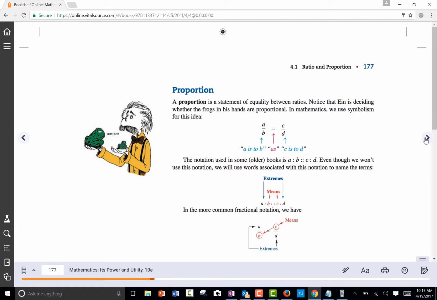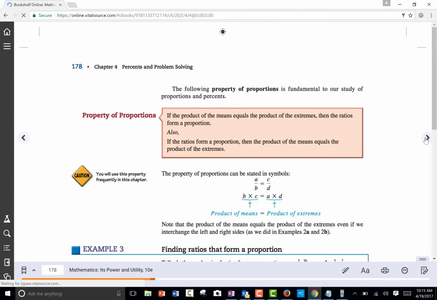going to have two ratios and they need to be equal to each other. So if I look at a proportion and I want to make sure that they're equal to each other, I can use the property of proportions, which is on page 178, and it says if the product of the means equals the product of the extremes, then the ratios form a proportion.